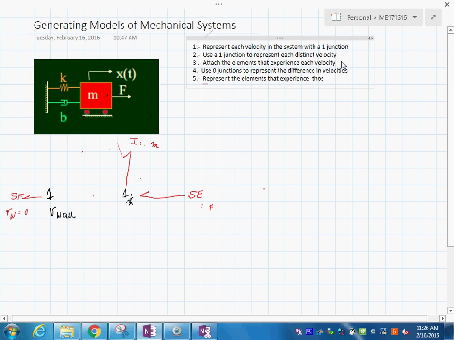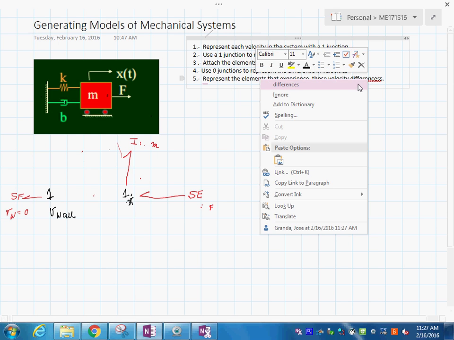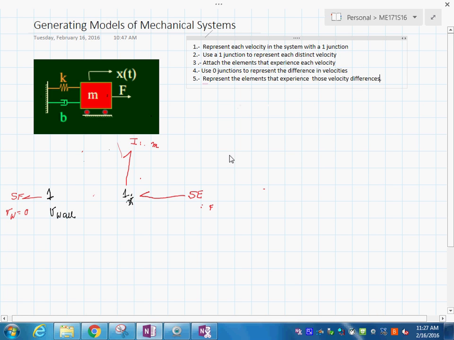Okay, very good. So in here, the only thing we have is that here on this. Okay, here's what I'm trying to say. You have this element that sees the difference between this velocity and this one.